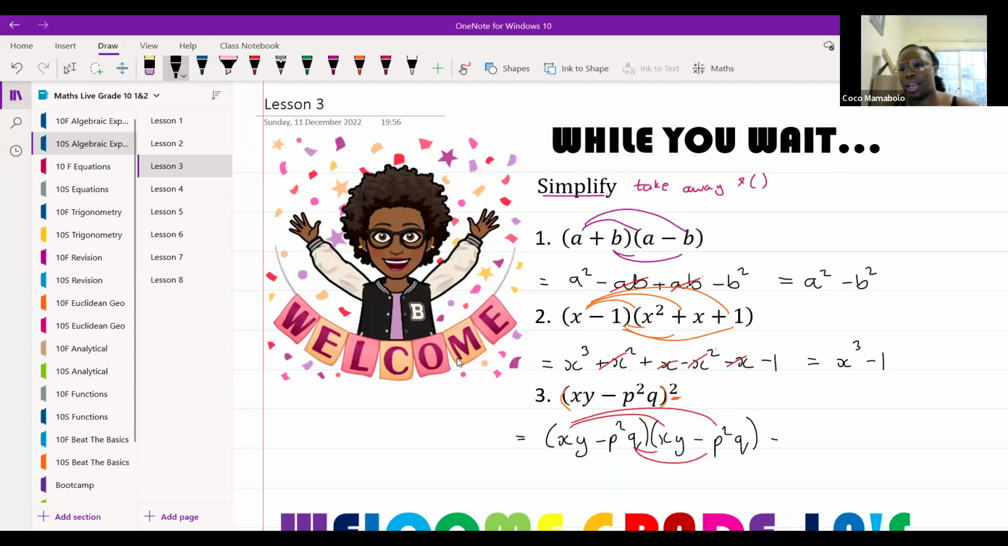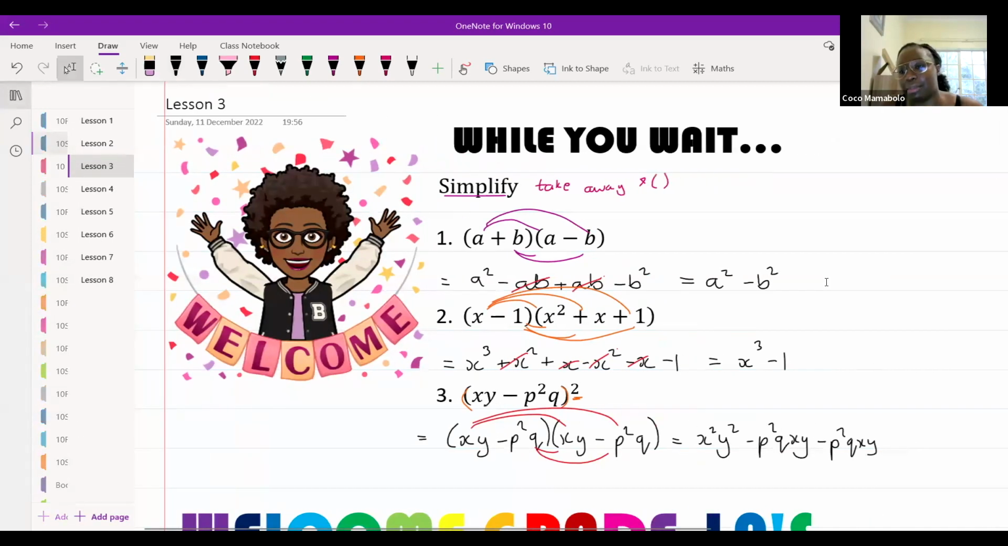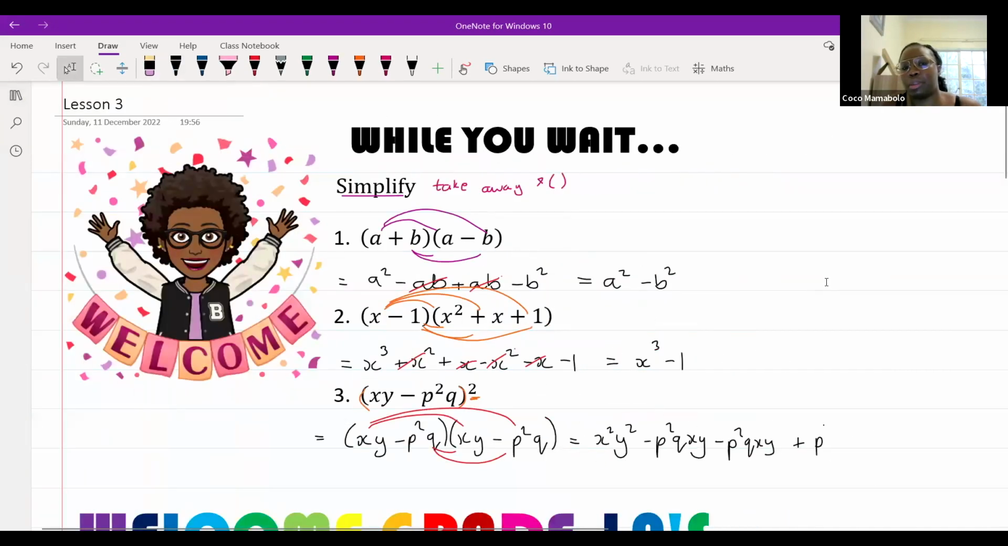All right, and I'm going to try and go a little bit faster with this because I know that you guys know how to do this. So xy multiplied by xy will give me x squared y squared. xy times negative p squared q will give me negative p squared q xy. And then we're going to do the bottom. Negative p squared q times xy is also going to give me negative p squared q xy. And then negative p squared q times negative p squared q will give us plus, let me make some space, plus p to the power of 4 q squared. Yes, thank you, Abu. I'm glad we like them.